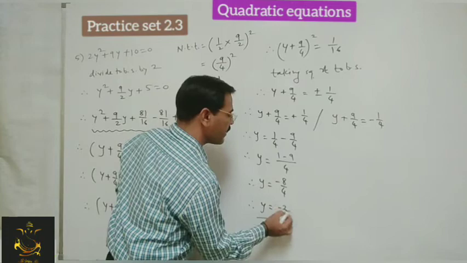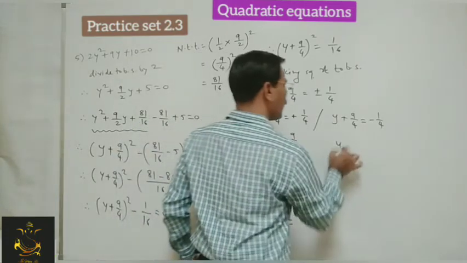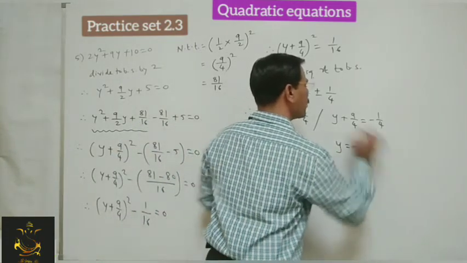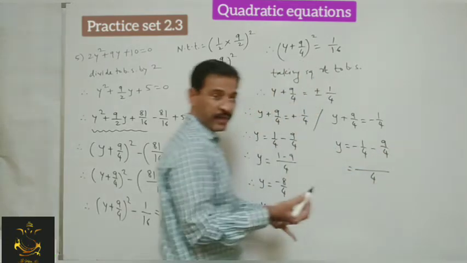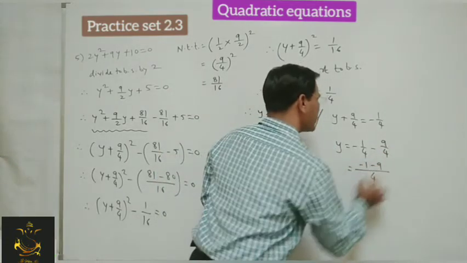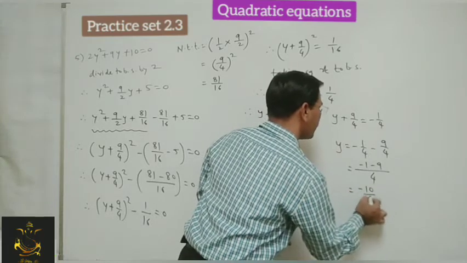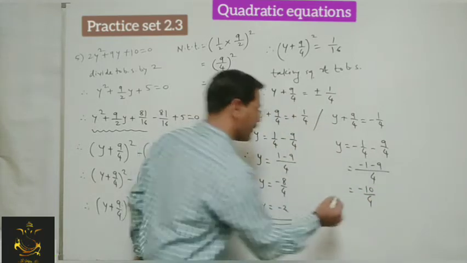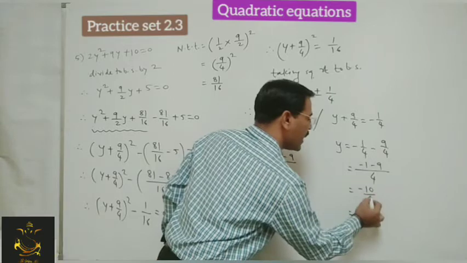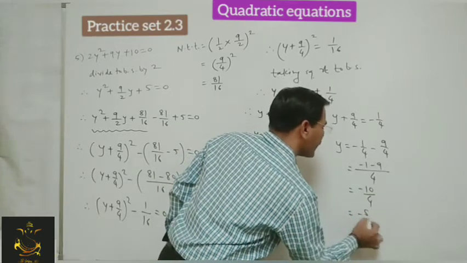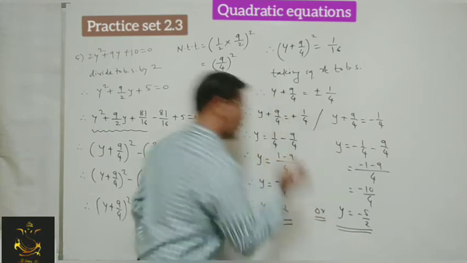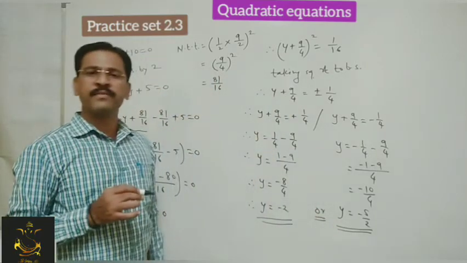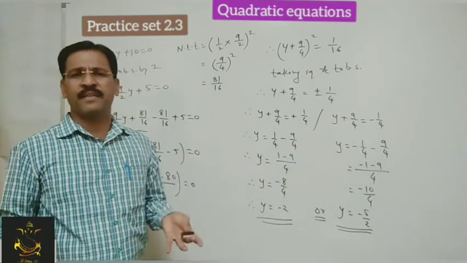Understand? Just make simplification. And here also y is equal to minus 1 by 4 minus 9 by 4. Again denominator just once. Minus 1 minus 9, that is minus 10 by 4. If it is divisible, make it smaller. So 2 2s are 4, 2 5s are 10. That means minus 5 by 2. Here these are the solutions. Understand friends? Look how simple all these are.